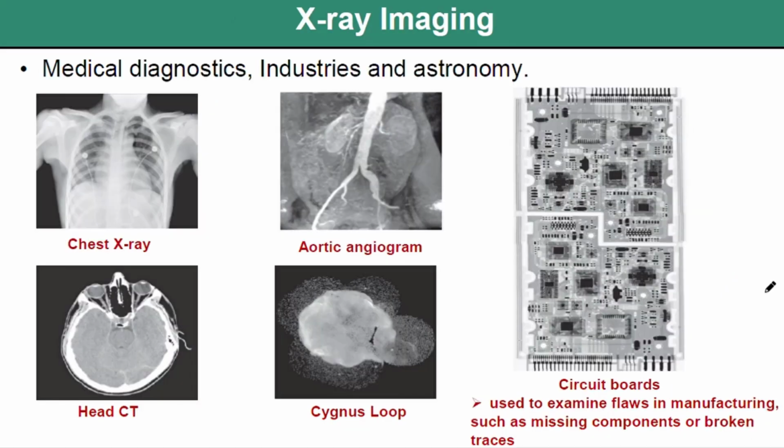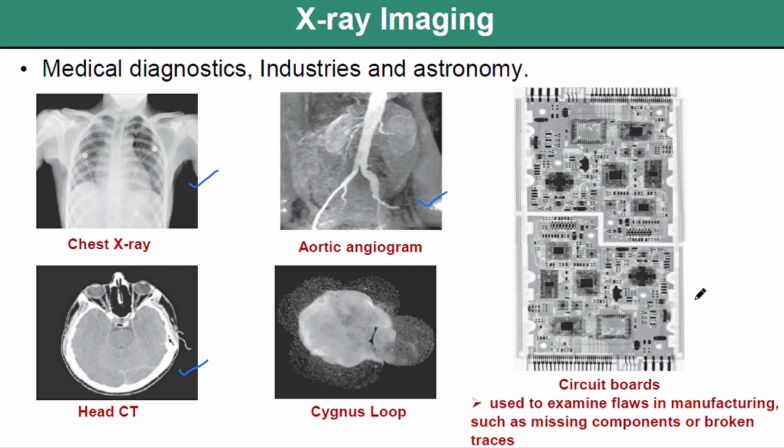Next is X-ray imaging. The applications of X-ray imaging are medical diagnostics, industry and astronomy. This first image is a chest X-ray image. From this chest X-ray image, the information regarding the lungs can be obtained. The second one is an angiogram. An angiogram is the image that shows the blood vessel structures, which is very important for a cardiac patient. This is the head CT, from which we can get the details of the head. And these three come under medical diagnostics.